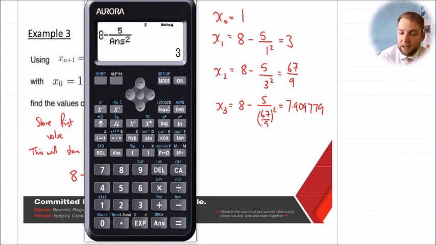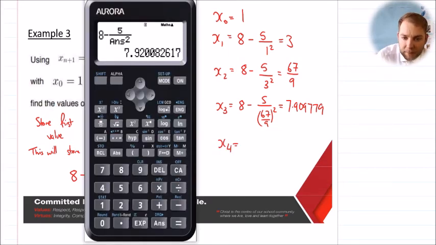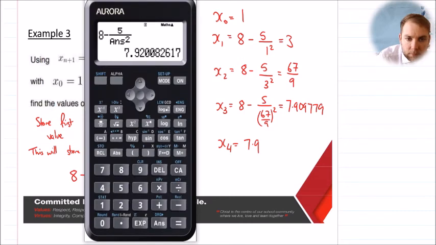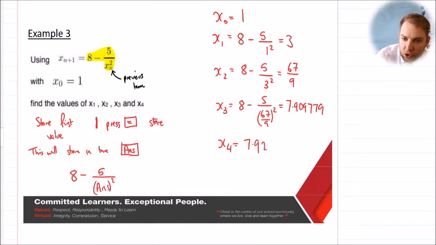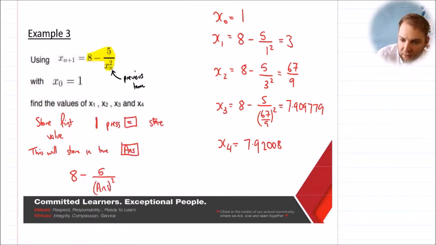And there it is. Now because 3 is now stored as the answer, if I press this again, it should give me my next value, which is 67 over 9. There it is. So it's basically putting the previous answer in for you. To find out my next one, I just press equals again. And there it is. So to find out my last one here, all I need to do is press equals one more time. And it will give me it. There you go. 7.92002008617, and then you're really accurate.